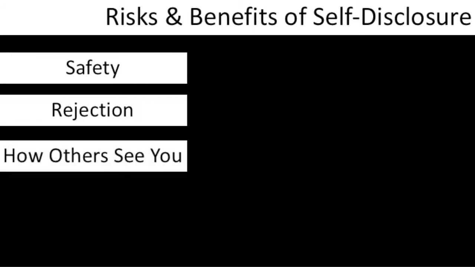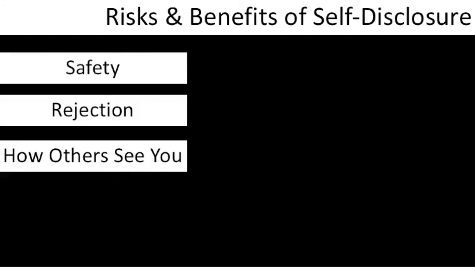Firstly, when we disclose information about ourselves, we do run the risk of rejection. Maybe we'll be socially ostracized for sharing what's on our minds. Disclosing information can also impact how other people see us. For example, if you're trying to present yourself in a particular way, you need to be very careful when talking about, say, your own faults and mistakes.